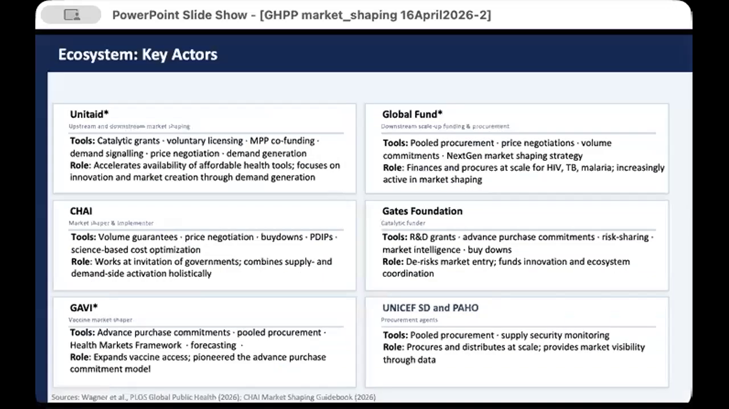Next. So I'll be talking a bit more about Unitaid, but I wanted to highlight the range of interventions that Unitaid has used in the past to secure either affordable prices, healthy supply, and demand. They're one of the few actors that works on demand generation in addition to focusing on the supply side and work early upstream. CHAI, of course, their guidebook is very interesting in terms of looking at particular case studies.